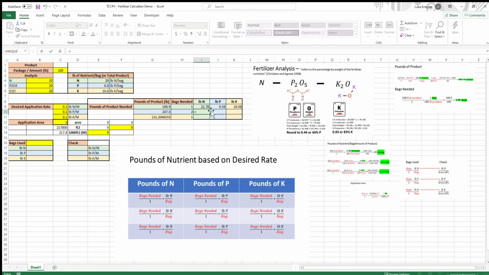And we'll do this, and we're just going to change down to the bags needed to deliver our desired rate of phosphorus, but we're multiplying by the same values up here. Just make sure you're going to the right cell for each. This is where the color coding kind of helps you out a little bit.